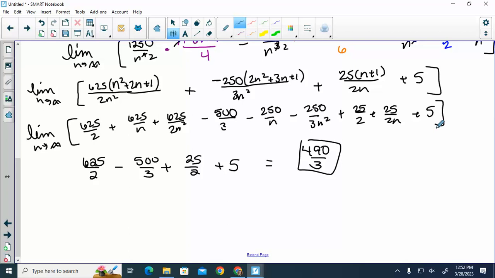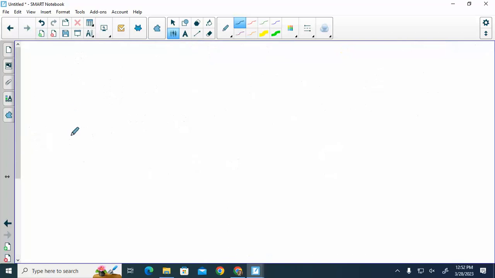Next question is number 19. So my function is x cubed minus 1. My interval is 0 to 5, and n equals 4. And I asked for left, right, and midpoint sums.